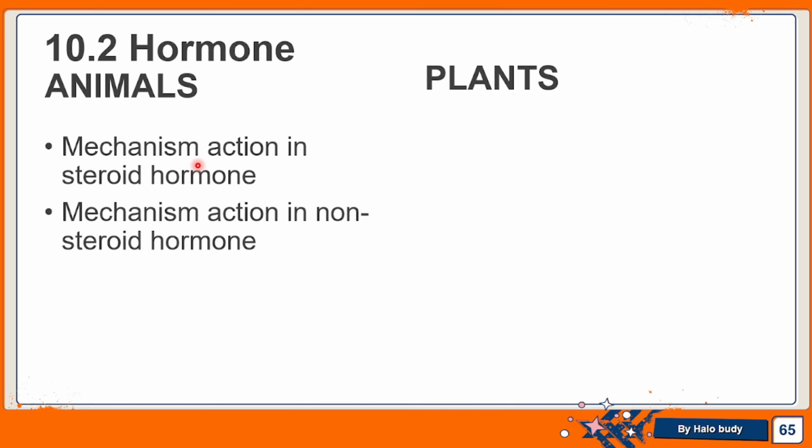So you not only learn about the mechanism, you also need to learn about their differences, the differences and the similarities. This is about the animal that you also never learned before in SPM. And another one is plants.